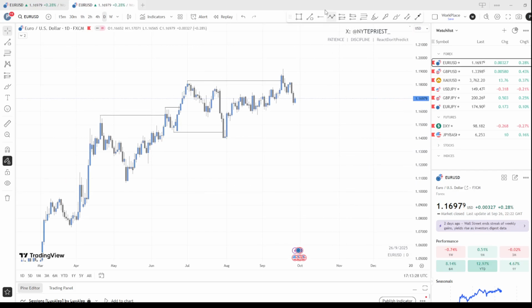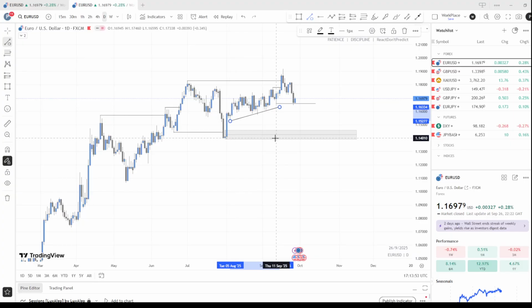And on a fractal, we had a bullish fractal here, and then a bearish fractal. So we have a demand, and then we're having this ascending trend line.